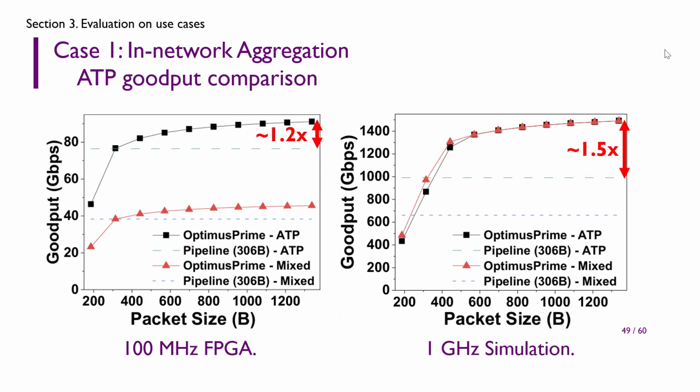Here is the comparison for ATP goodput. There is a 20% advantage in the FPGA experiment, because one packet can carry more parameters on OptimusPrime. In our software simulations, this advantage can be scaled up to 50% because the port rate is no longer a bottleneck. It's also worth noting that because of the performance isolation between the two data paths, a mix of half ATP and half other traffic doesn't affect the goodput on OptimusPrime, while it will decrease by about 1/3 on a pure pipeline.